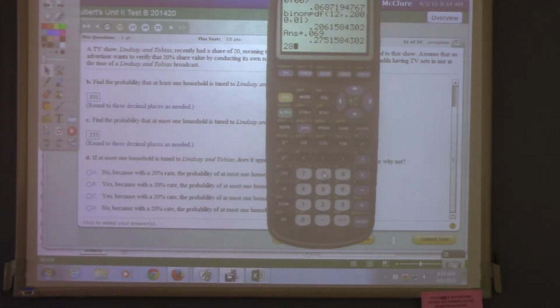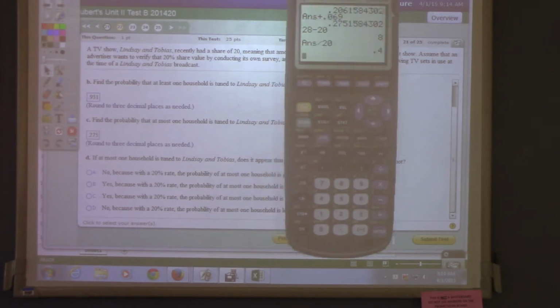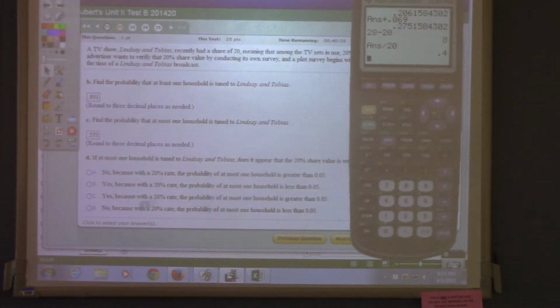28 minus 20, enter, divided by 20. I get 0.4, which is 40%. So it's greater than, but I don't understand what a share is. Does that mean that we've got to exceed 20% or we don't? I don't know. I can tell you that it's greater than 0.05.